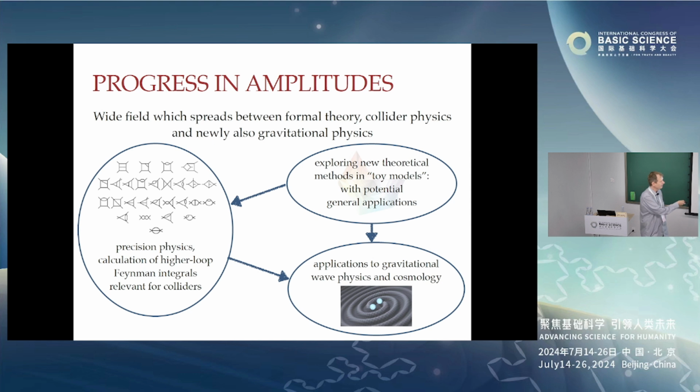Now, talking about the gravitational physics, this is a different part of the scattering amplitude story, when you are using the scattering amplitudes and taking the classical limit of them and extracting the classical information out of the quantum scattering amplitude.